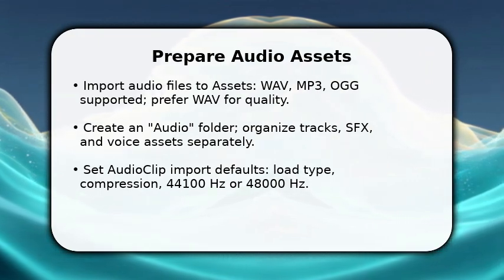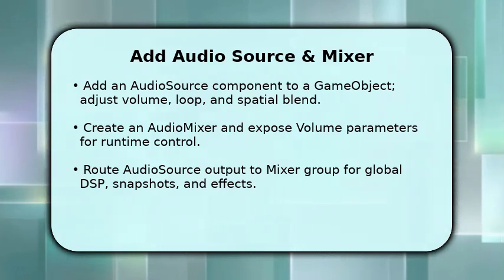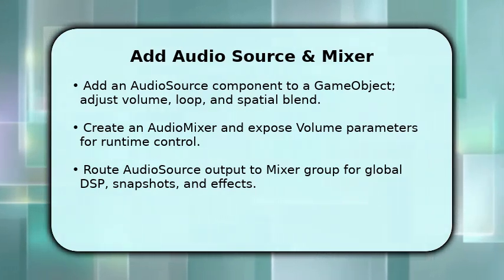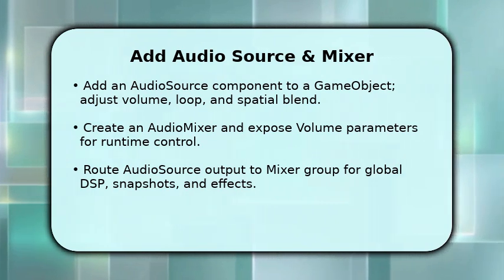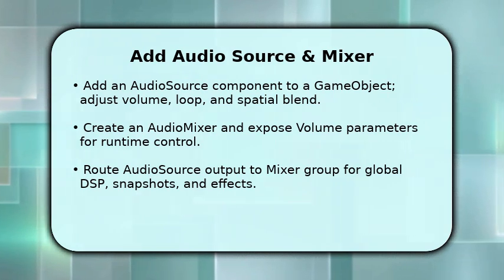Now add an audio source to a persistent game object, for example, a music manager using Don't Destroy on Load. Assign your main audio clip, set loop on if music should repeat, and choose 2D versus 3D spatial blend accordingly.